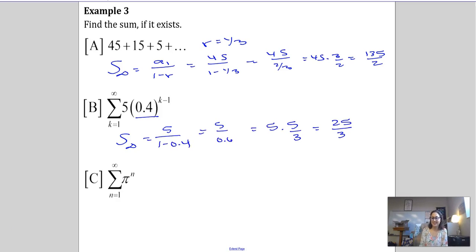All right, part C. Is it geometric? It is, right? Because the inside is exponential. Pi is your base, and you see your n is in your exponent. Now, what is r? r is pi. So will the infinite sum exist? It will not. So I'm going to put that it does not exist, since pi is greater than 1, right? Pi is not between -1 and +1.